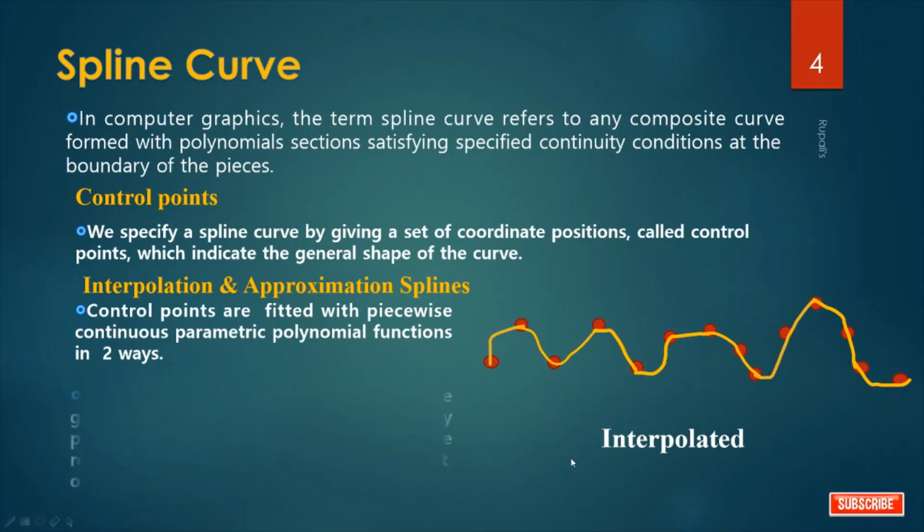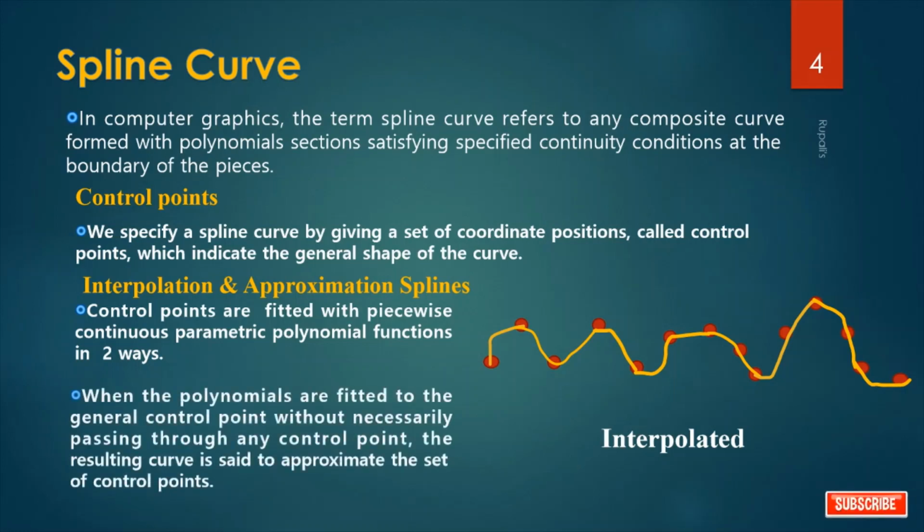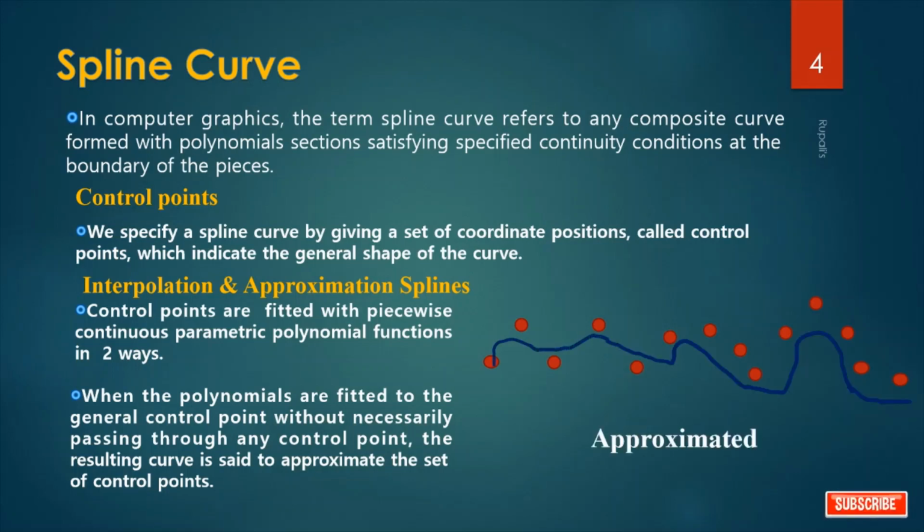And another type is approximation spline. When the polynomials are fitted to the general control points without necessarily passing through any control point, the resulting curve is said to approximate the set of control points. See here, this is an approximation spline, where polynomials are fitted to the general control points without necessarily passing through any control point. But these control points control the shape of the curve. Okay. So, this type of spline is called approximation spline.